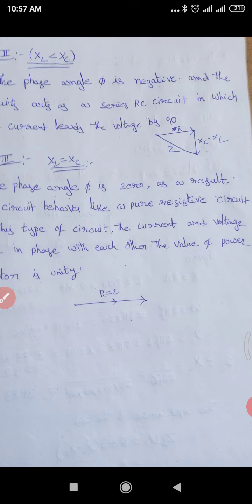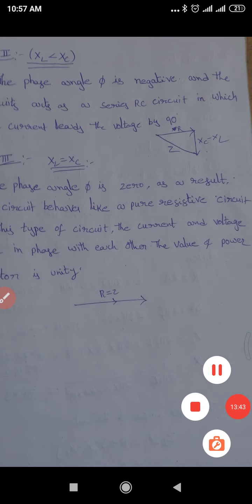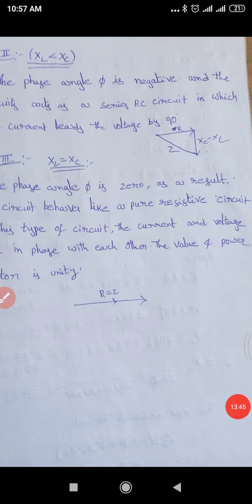Next, case 3, XL is equal to XC. That means capacitive reactance is equal to inductive reactance. XL equal to XC means there is no net reactance present in the circuit. Only resistive elements are present in the circuit. So here the voltage and current are in phase like this, okay? This is about the RLC series circuit.